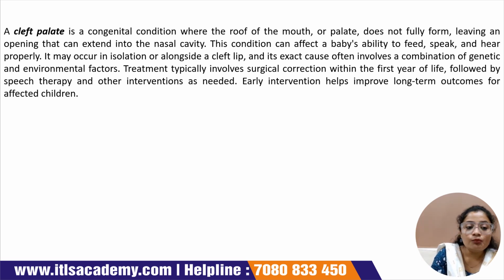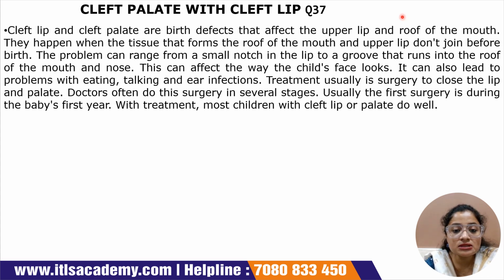Moving on to the next important condition, Q37, which corresponds to cleft palate with cleft lip, where the baby has both cleft lip as well as cleft palate. It affects the upper lip as well as the roof of the mouth. They happen when the tissue that forms the roof of the mouth and upper lip doesn't join before birth. The problem can range from a small notch in the lip to a groove that runs into the roof of the mouth and nose. This can affect the way the child's face looks. It can also lead to problems like eating, talking, and ear infections.